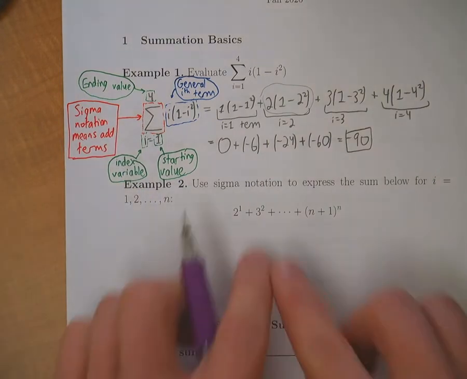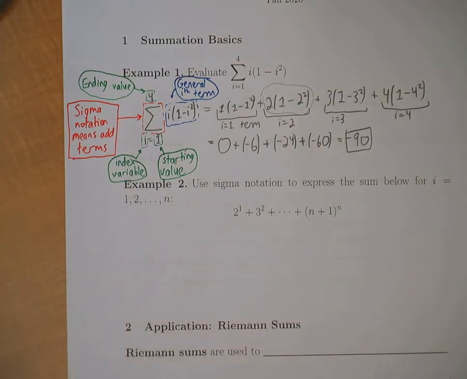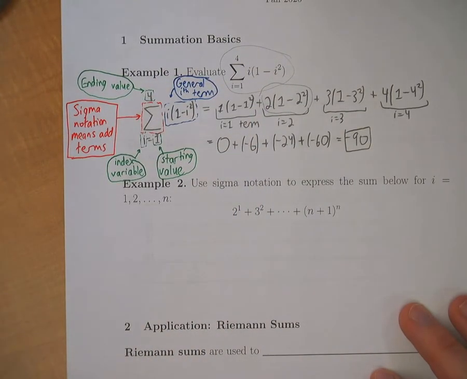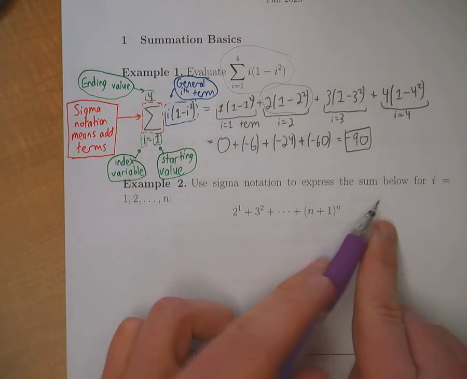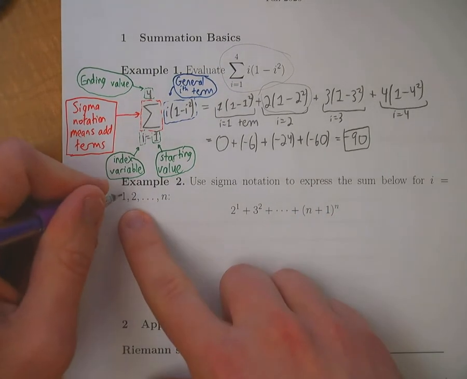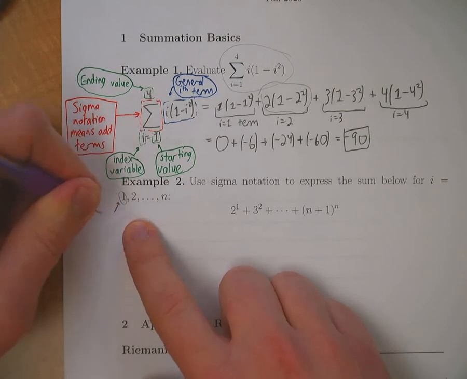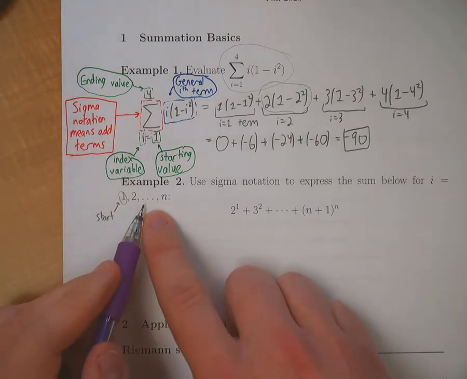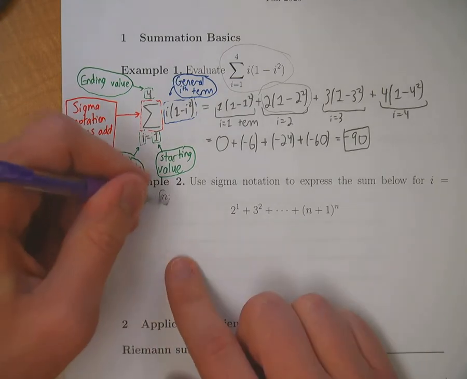So in this case, we're given the summation, and we have to express it using sigma notation as in the first example here. So we have to express this summation below for i equals 1. So that's our starting value. So we start here, and then we keep going until we hit n. So this is going to be where we end.